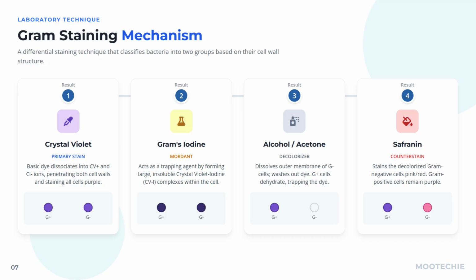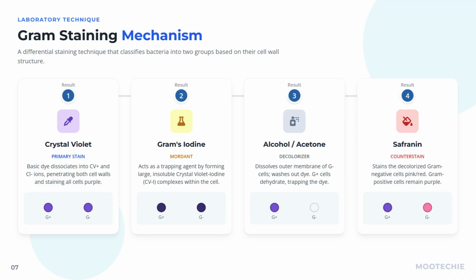Step 4. Safranin, the counterstain, stains the decolorized gram-negative cells pink or red. Gram-positive cells remain purple. Finally, a second, lighter dye is applied. It stains the now colorless gram-negatives pink, providing a clear visual contrast. The gram-positives, still purple, don't take up this pink dye strongly. The diagrams for each step visually track the dye in purple and pink cells, showing exactly what happens to each type of bacterium at each stage.